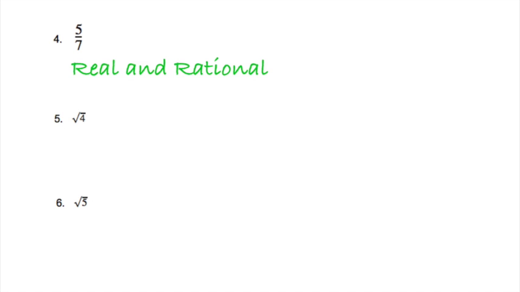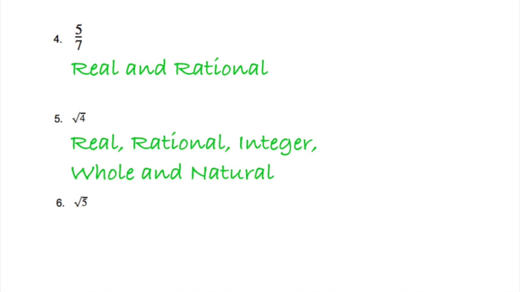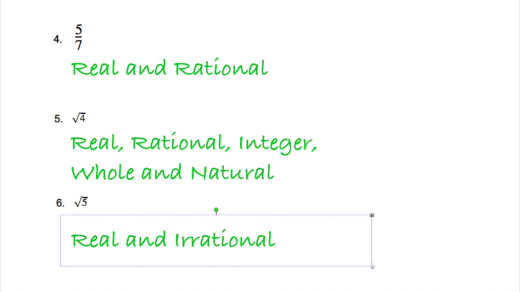The next one, the square root of 4, is actually real, rational, an integer, a whole number, and a natural number. So it's a lot of things. The square root of 4 is actually 2 in disguise. So it's rational because it can be written as a fraction. It's an integer, it's a whole number, and it's a natural number. Our last example of categorizing numbers is the square root of 5. So this is a square root that cannot be written as a perfect square. So therefore, it's real and it's irrational.